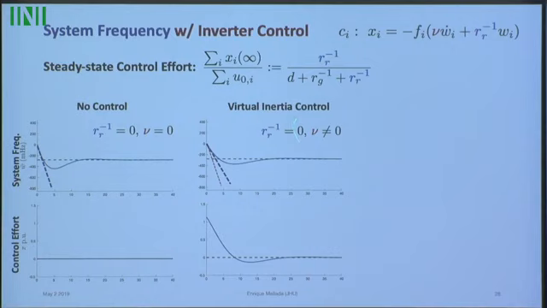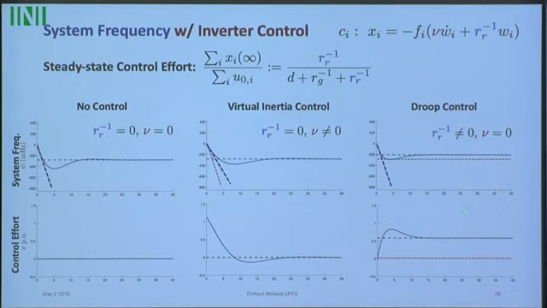If you increase the virtual inertia, you improve the RoCoF and the nadir, but you need quite a big effort to do that, especially at the beginning. So changing the RoCoF requires high control consumption. You essentially need to input a lot of power to make sure that the generator does not go so fast.